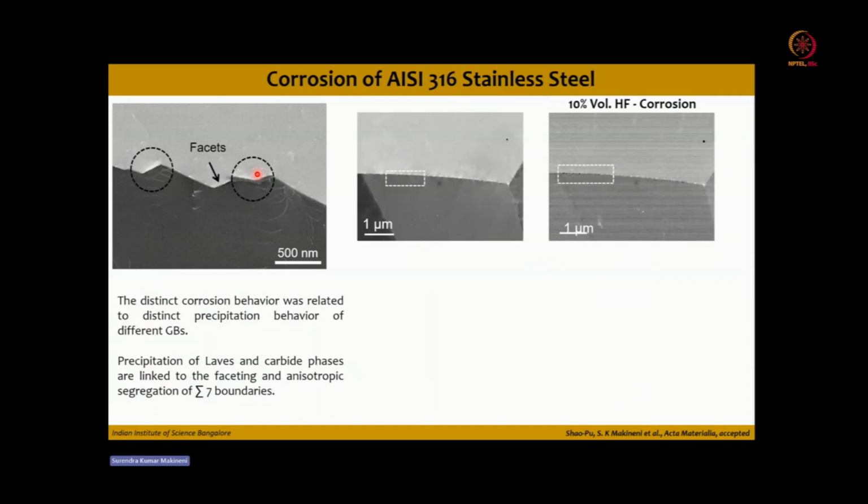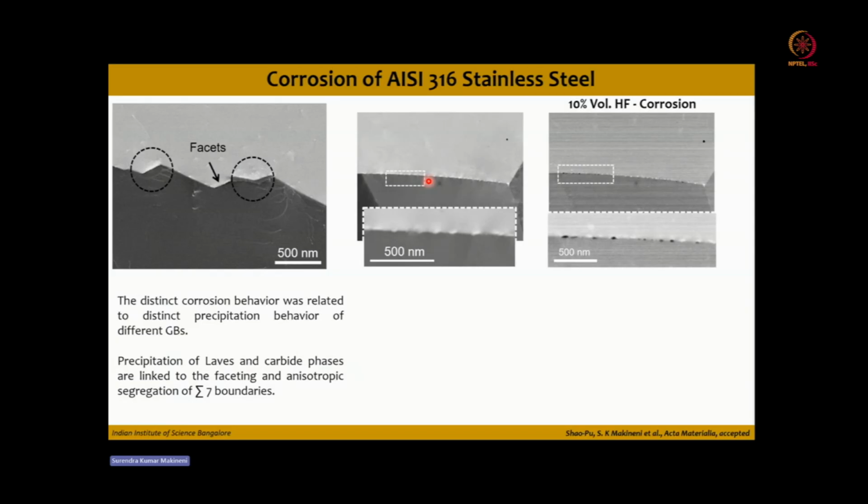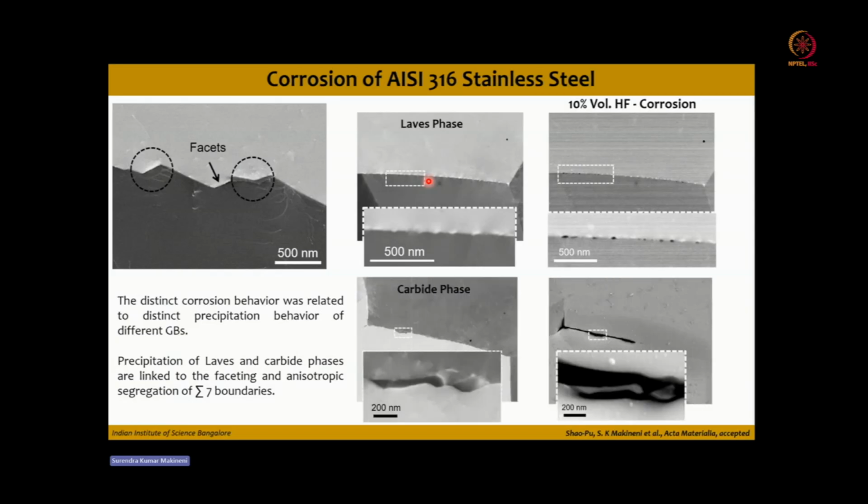There is a distinct corrosion behavior between the sigma 5 and the faceted structures. You can see here that this is before corrosion, and this is after corrosion. At sigma 7 boundaries, the corrosion has already started taking place. Before corrosion, these facets contain periodic presence of Laves phases and carbide phases. If you go to higher magnification, this is even clearer.